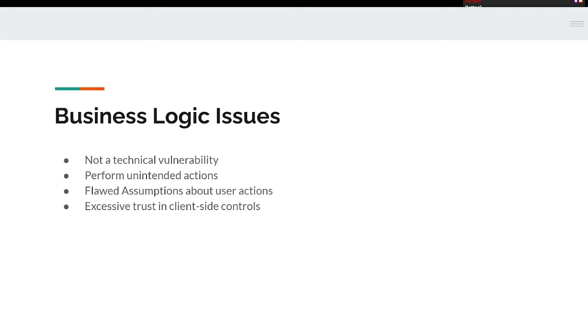So maybe you can get a refund instead of paying for something. If you were on a shop and you gave a negative value for an item, you might get a refund for it rather than paying for it. It's that sort of thing. It's flawed assumptions about the user actions. Like I was saying, in a shop, for example, you would assume that a user wants to purchase 10 bottles of Coke. But that assumption is that you're going to put in a positive quantity. If a user puts in a negative number, then the system might break in a different way.